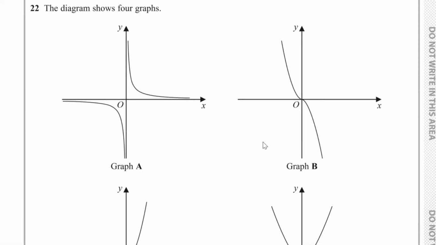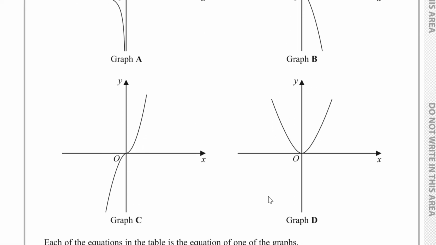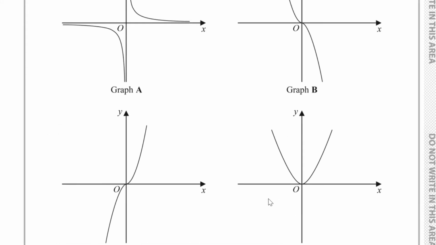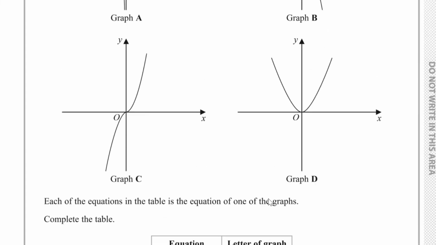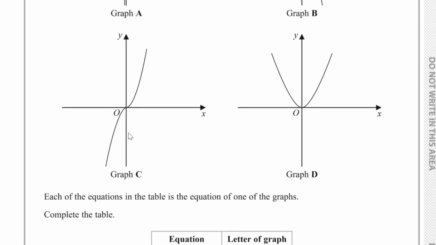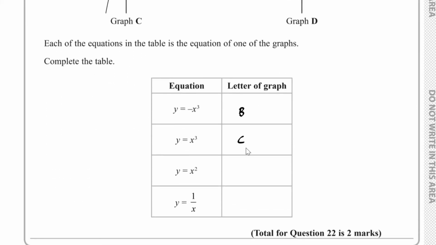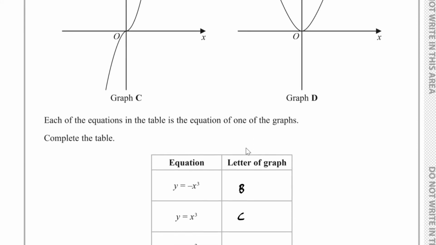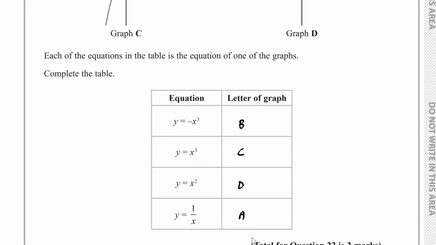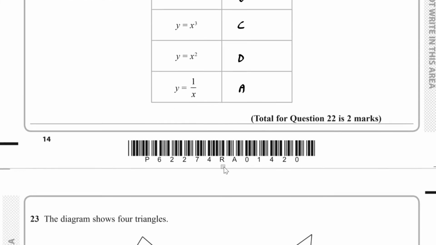Question 22, we've got 4 graphs over here, graph A, B, C and D, and we have to complete the table. y equals minus x cubed, that's going to be graph B. Then we've got y equals x cubed, that's going to be graph C. y equals x squared, that's going to be graph D. And what's left over is A, that's y equals 1 over x, graph A.